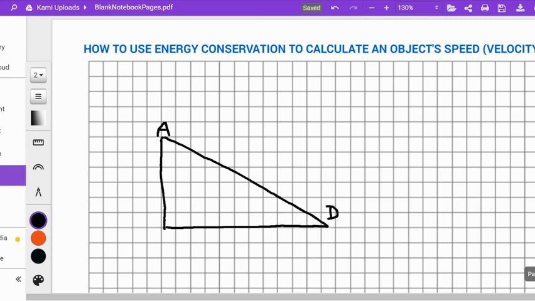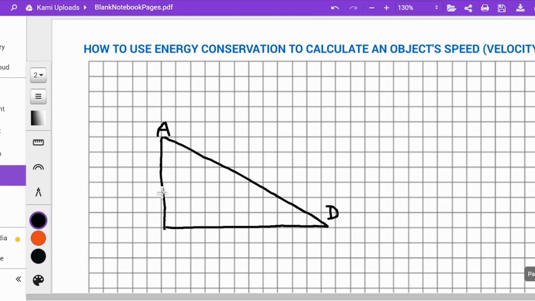So the goal is, if you release the object from A, we want to figure out how fast it is moving at D. Things that we need to know that might be important are how high is point A, what's the height, and is the object moving at point A, or is it starting from rest? Let's start talking about those things right now.